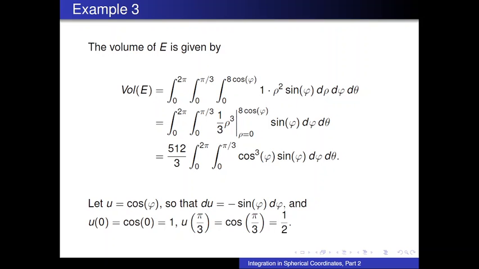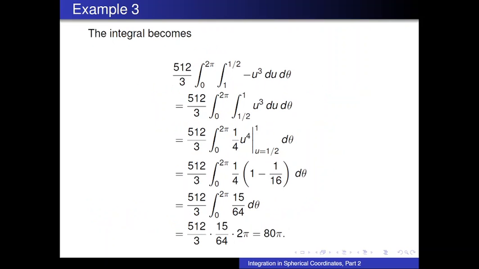Okay, so then let's dress this integral in u. It becomes 512 over 3 times the integral from 0 to 2 pi of the integral from 1 to 1/2 of negative u cubed du d theta. But we don't integrate backwards like this, and we don't like all these minus signs floating around. So luckily, these two wrongs make a right, and we can just reverse the order of integration and forget that minus sign.